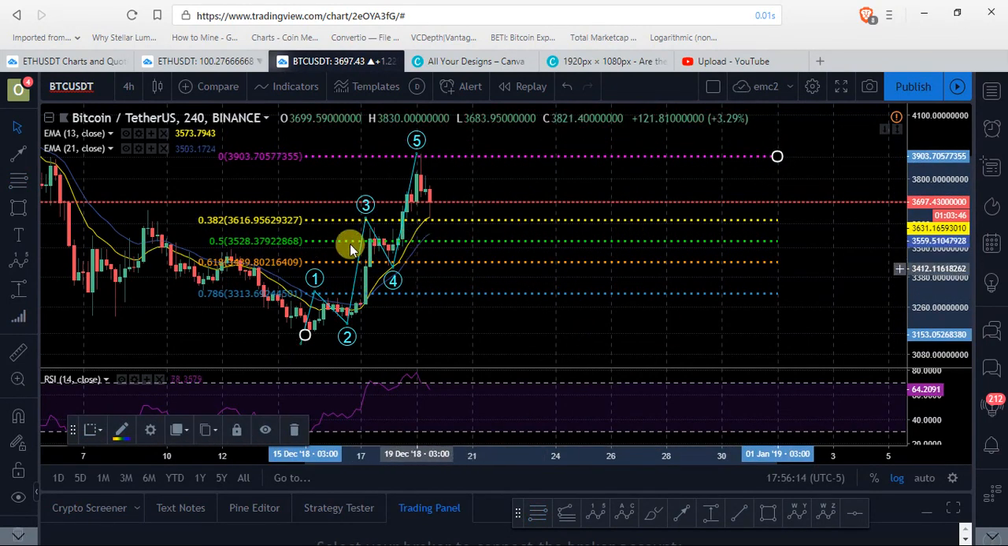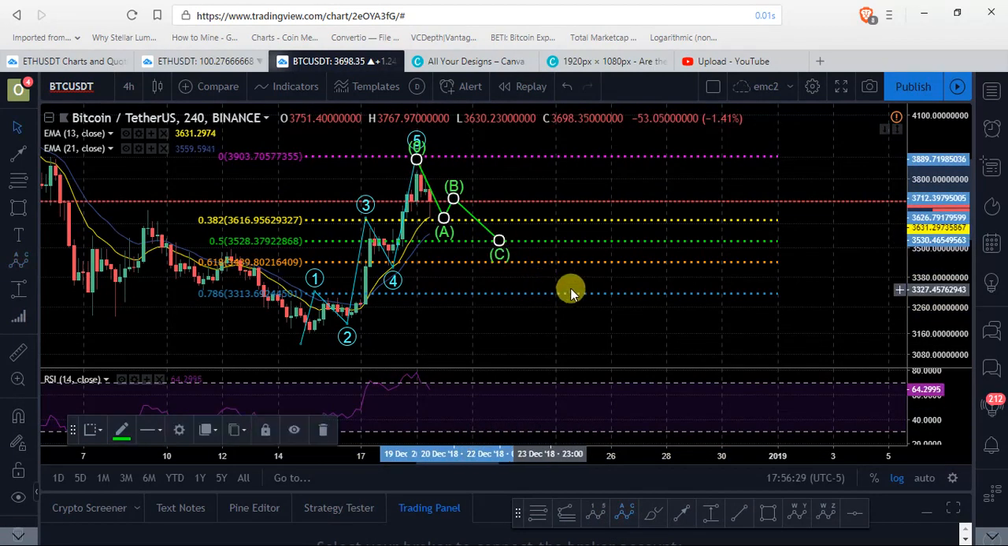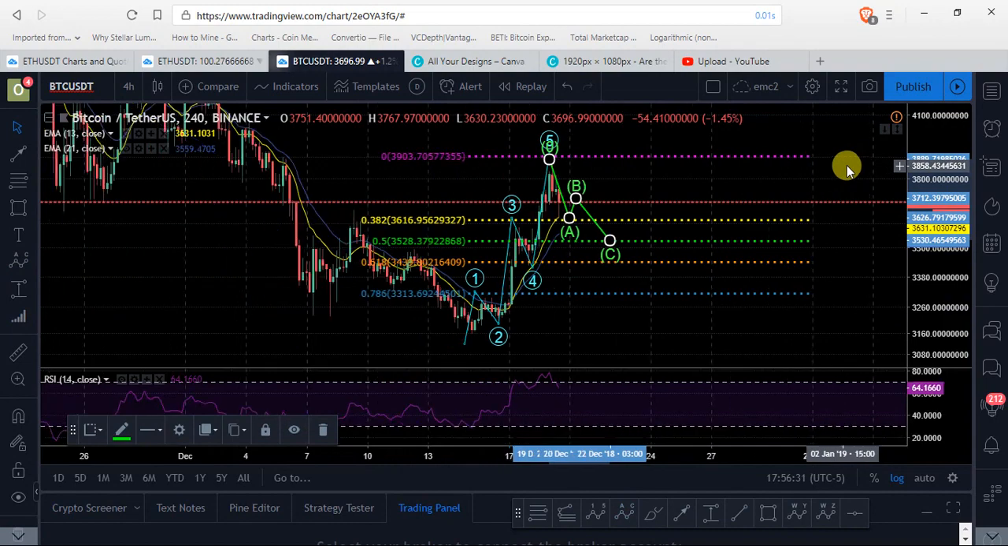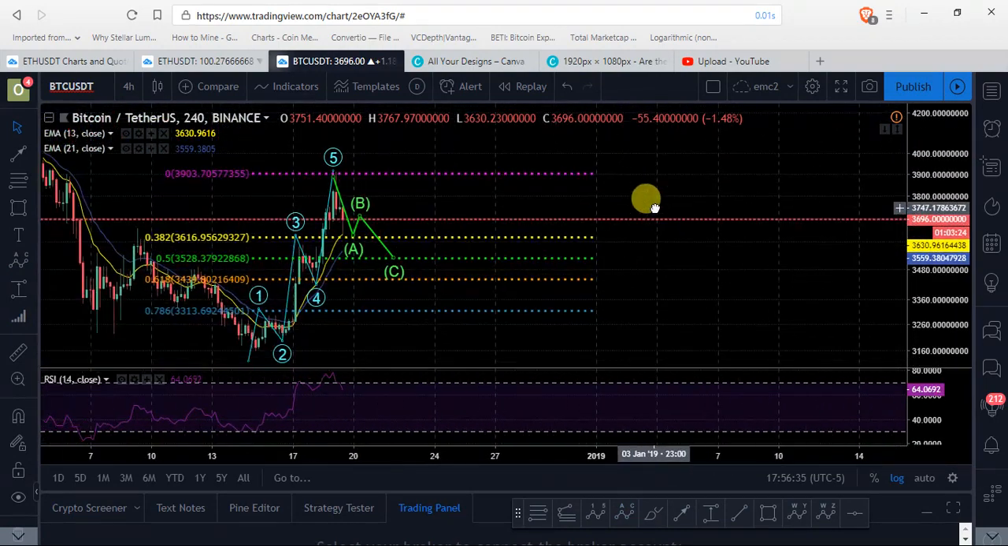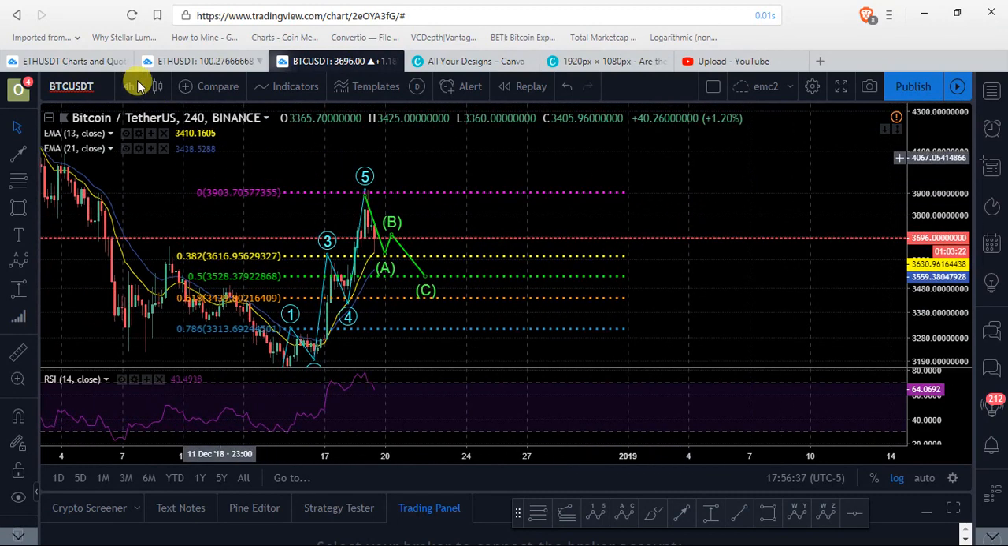I didn't have time to update it this morning, but I was expecting price to retrace to like 36.20. I think we got to 36.30, right? So that's pretty accurate at the same time. So we could be expecting this type of A, B, C correction, and then finish off the second wave, right? Because let's take a look at the bigger picture, right?